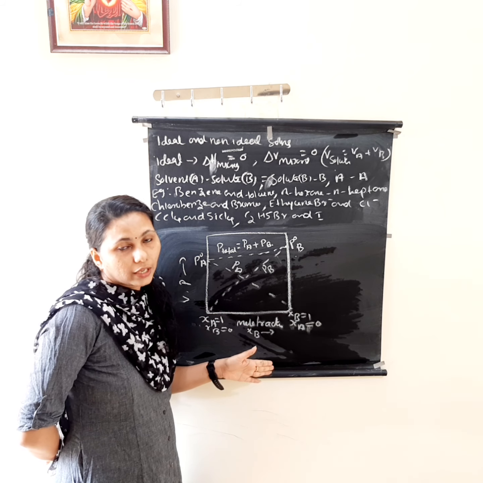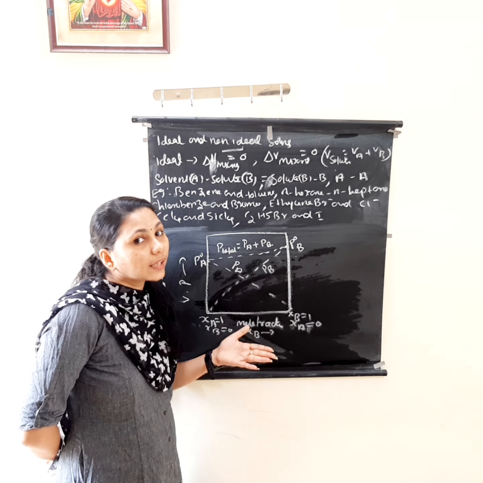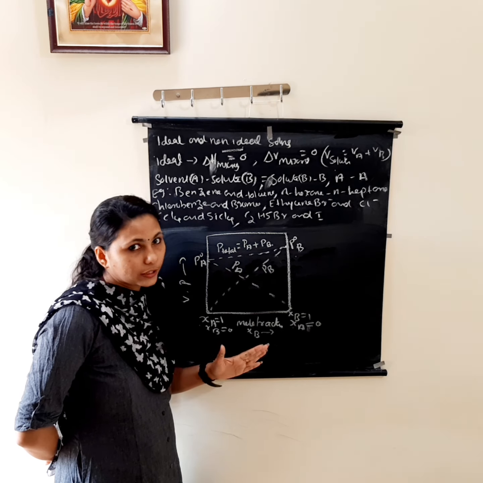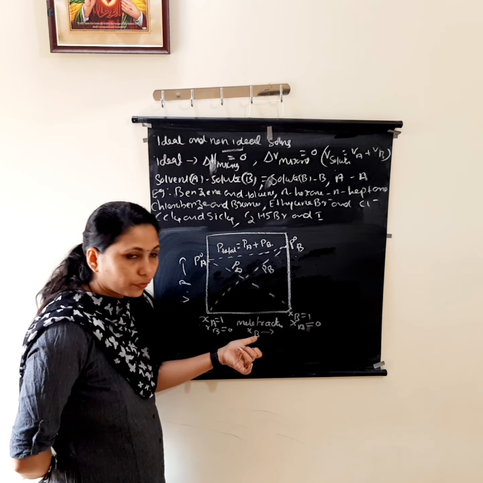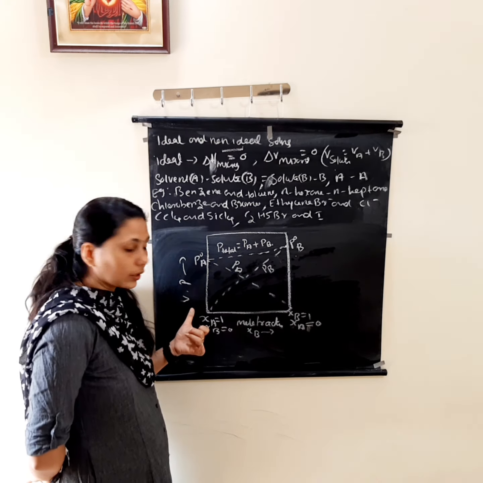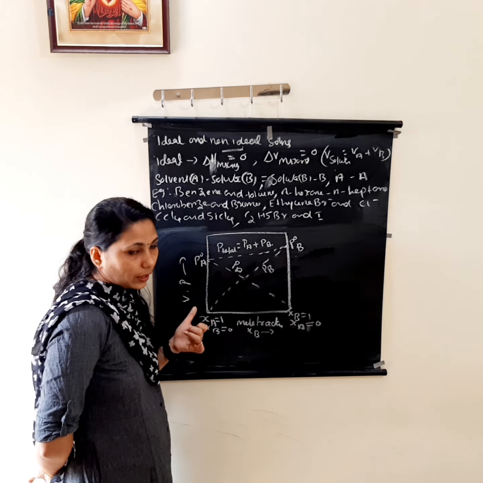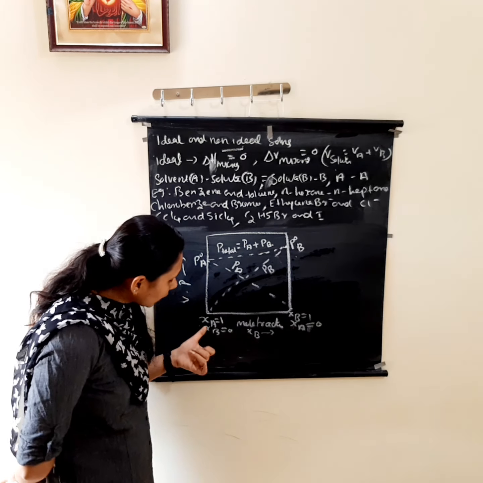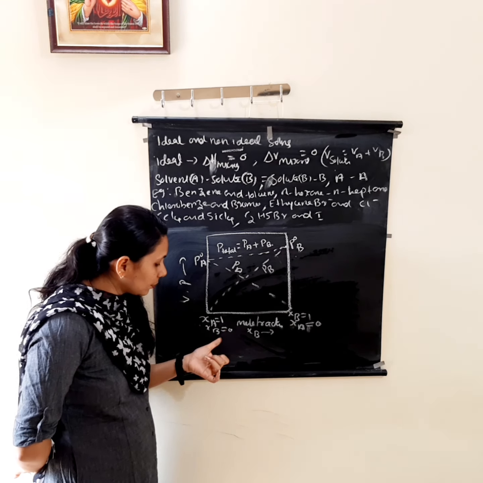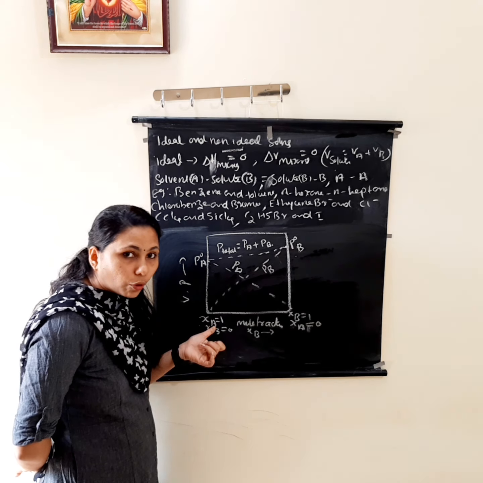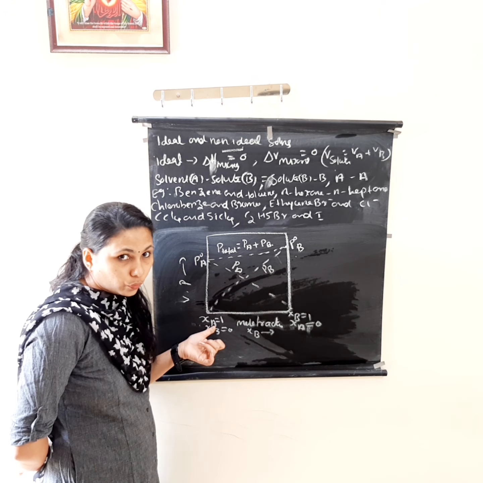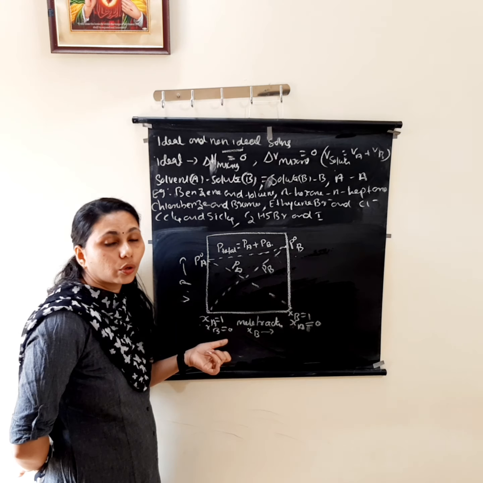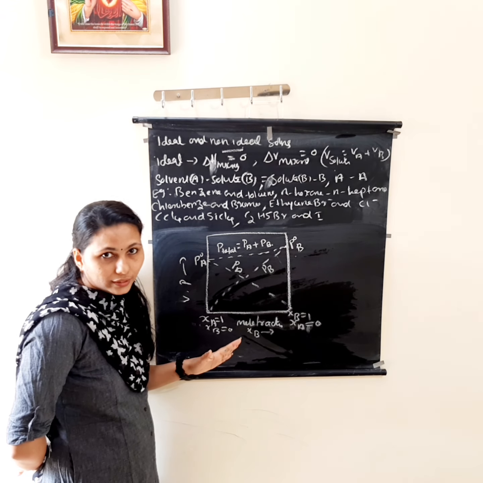Same graph we can follow for the ideal solution, because an ideal solution obeys Raoult's law, right? Here it is mole fraction on this axis, and here it is vapor pressure. You have to write vapor pressure here. Here you can see XA equal to 1, XB equal to 0. That means the mole fraction of component A is 1, and B is 0. Here B is not there.